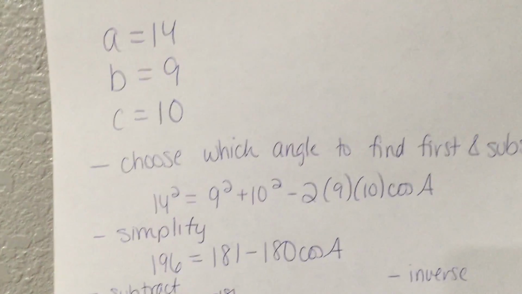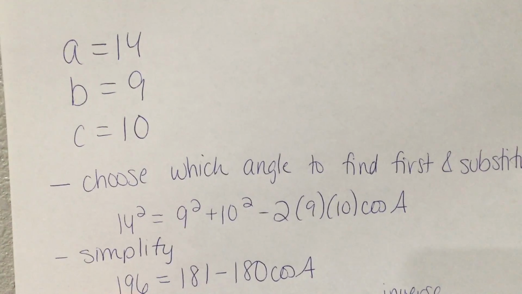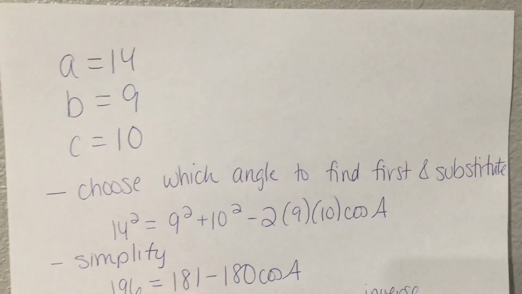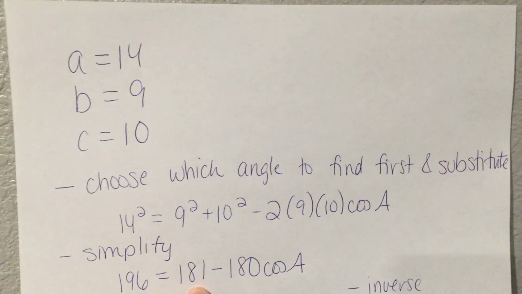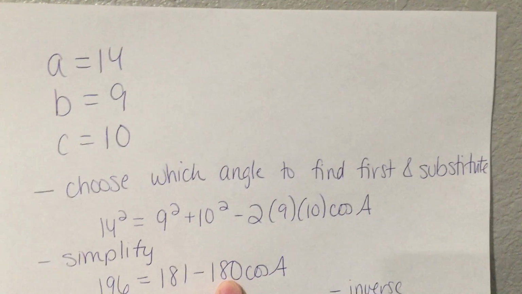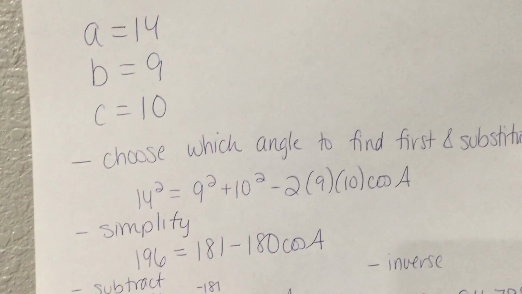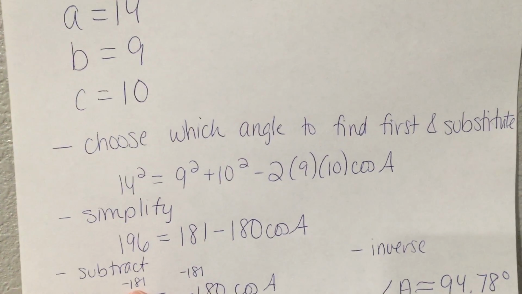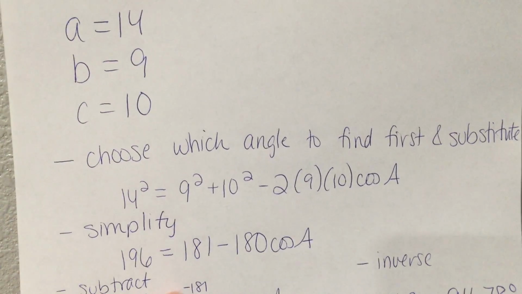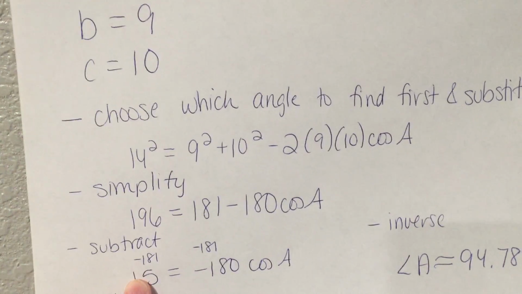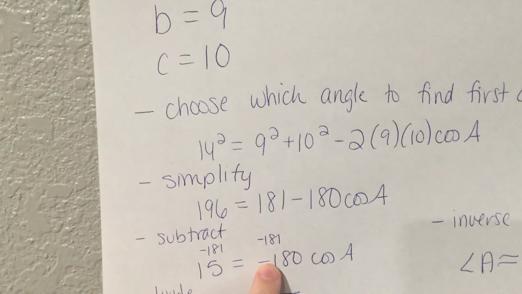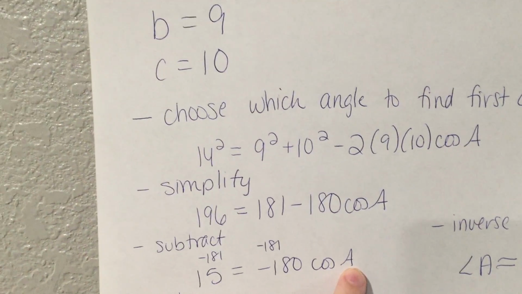Next step is to simplify. 14 squared is 196. 9 squared plus 10 squared adds up to 181. And 2 times 9 times 10 is 180. The third step is to subtract. I want to subtract 181 from both sides. That gives me 15 equals negative 180 cosine of A.